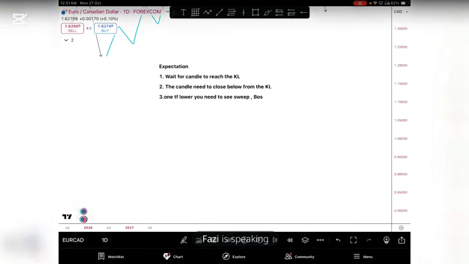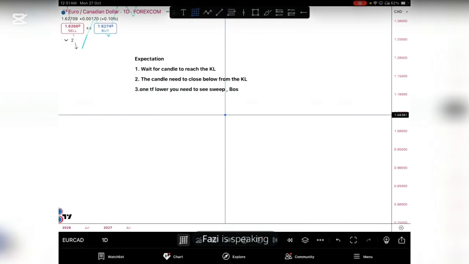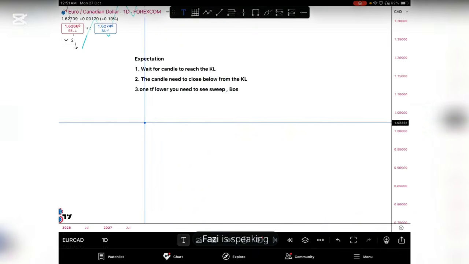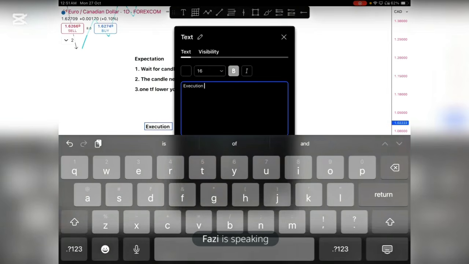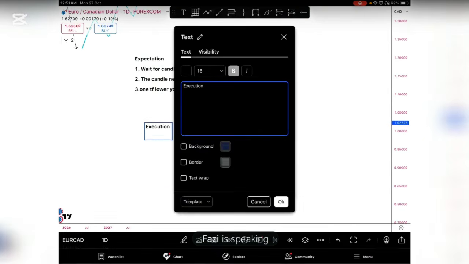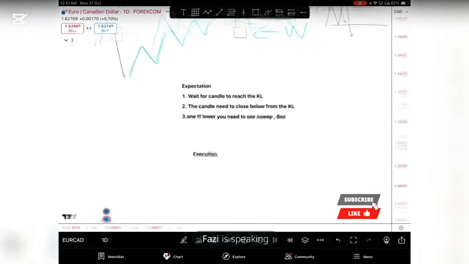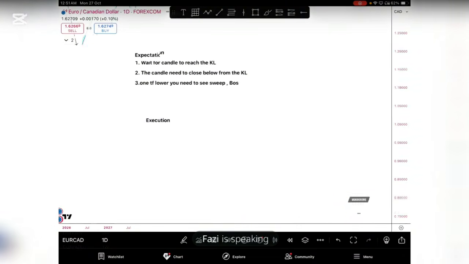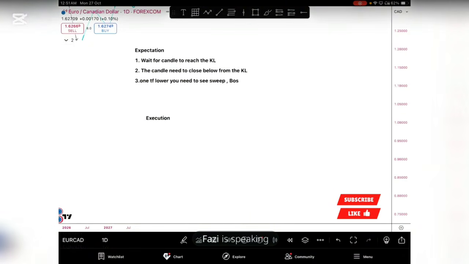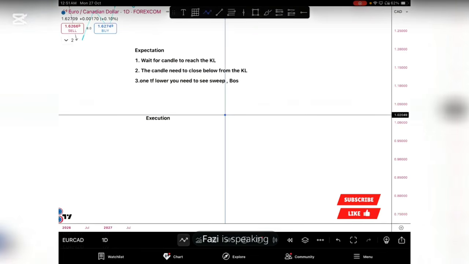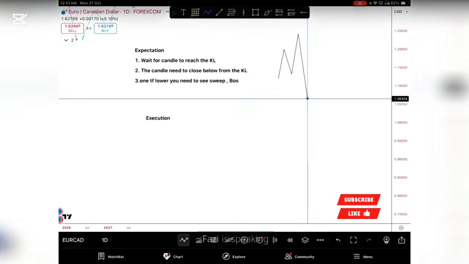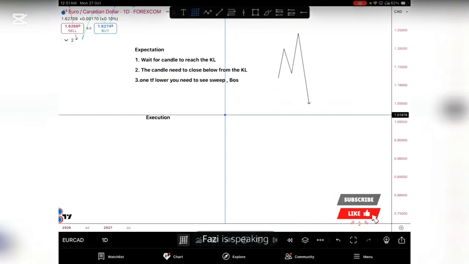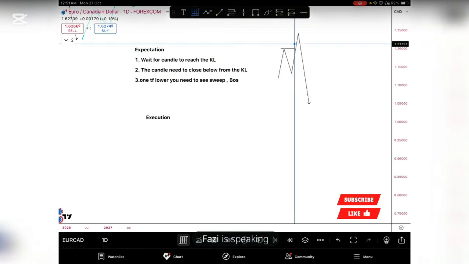So after expectation, you need to go for execution. Execution is the area where we are choosing our entries. After going to execution, what do we need to wait for? We know that the price can give a sweep and breakout structure on daily. So after the sweep and breakout structure on daily, we need to go and find the entries.